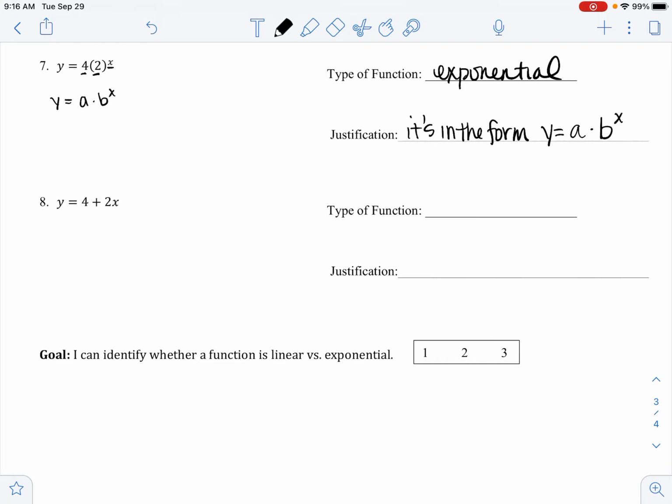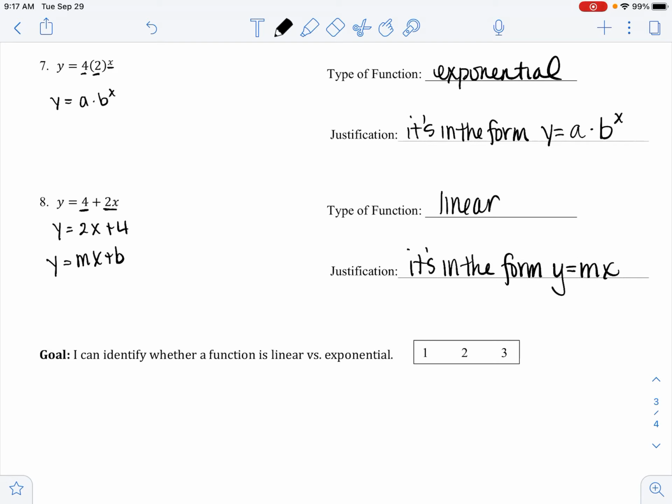Next one, type of function. So this is not multiplication. I can see that it's y equals, and then this is the same thing as 2x plus 4, right? Because of the commutative property, I can switch them. So this is in the form y equals mx plus b. So this is a linear function. And I can say it's in the form y equals mx plus b.